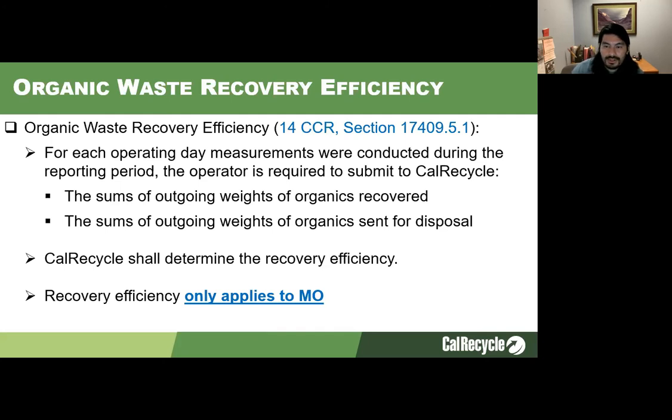After they conduct those measurements for the MO, the mixed waste organic collection stream, they will then determine the sums of organic waste recovered and the sums of organic waste sent for disposal for that reporting period, which is a quarter. They will then submit that to CalRecycle. CalRecycle will then determine the organic waste recovery efficiency, and based upon that, they will see which facility is a high diversion facility from those numbers.